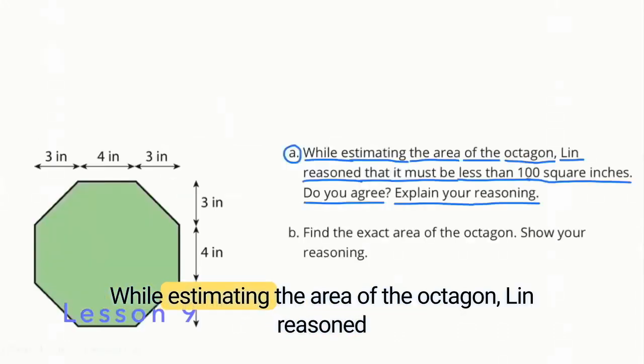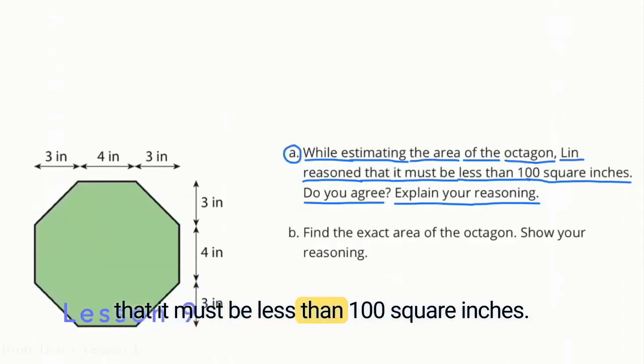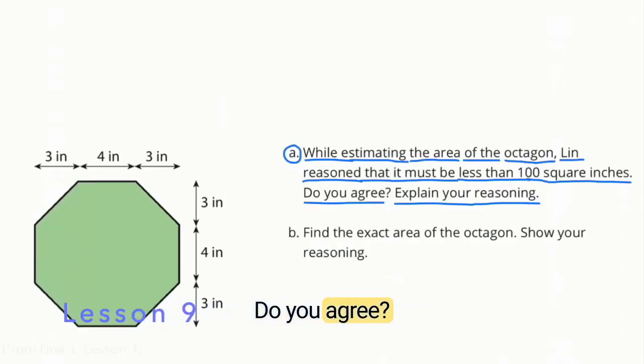Number 6. Here is an octagon. A. While estimating the area of the octagon, Lynn reasoned that it must be less than 100 square inches. Do you agree? Explain your reasoning.